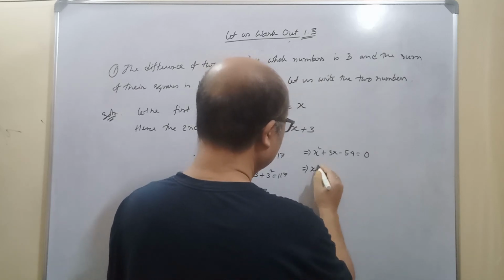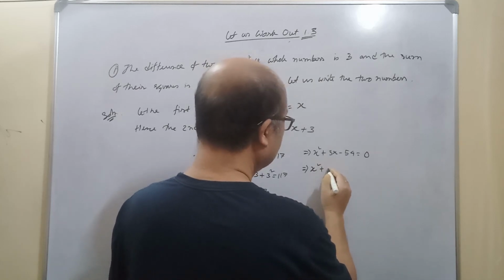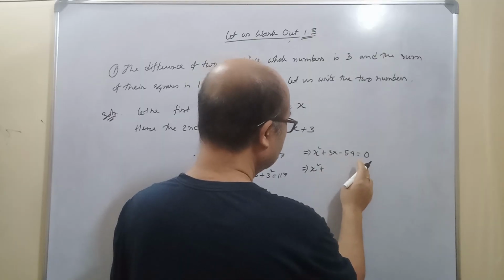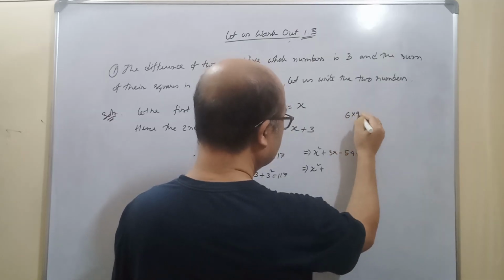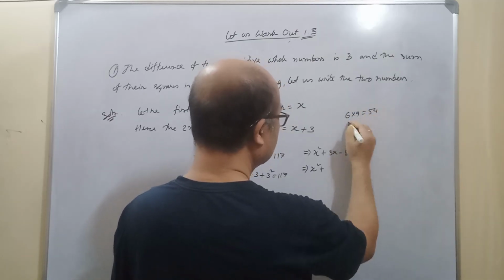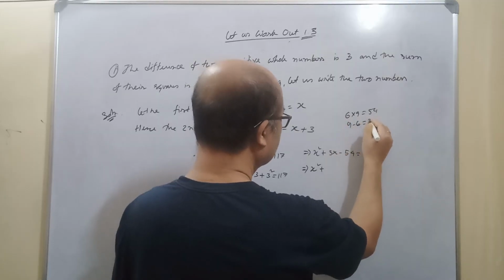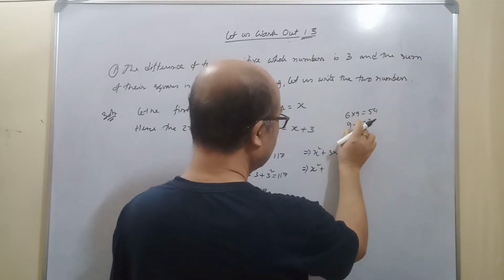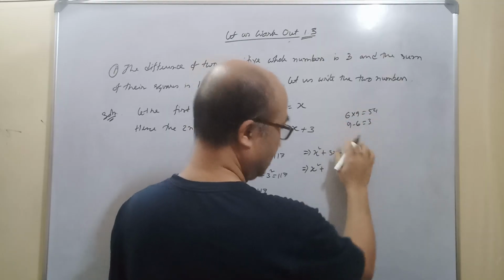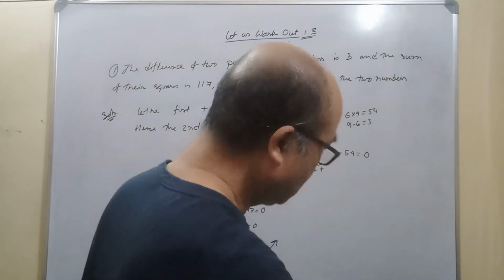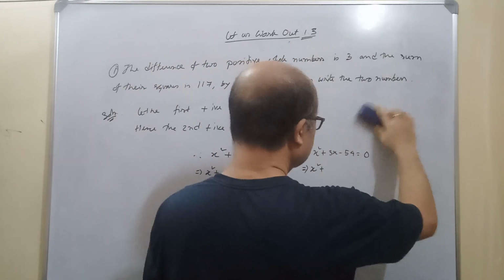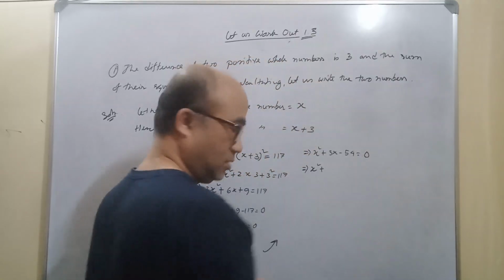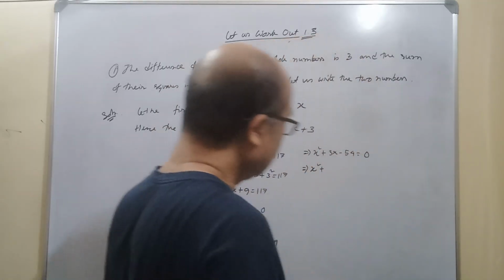Let us solve it by factorization. 6 into 9 is 54, and 9 minus 6 equal to 3. So the two numbers are 9 and 6, right? So we get two numbers, 6 and 9. Then we will do factorization here.